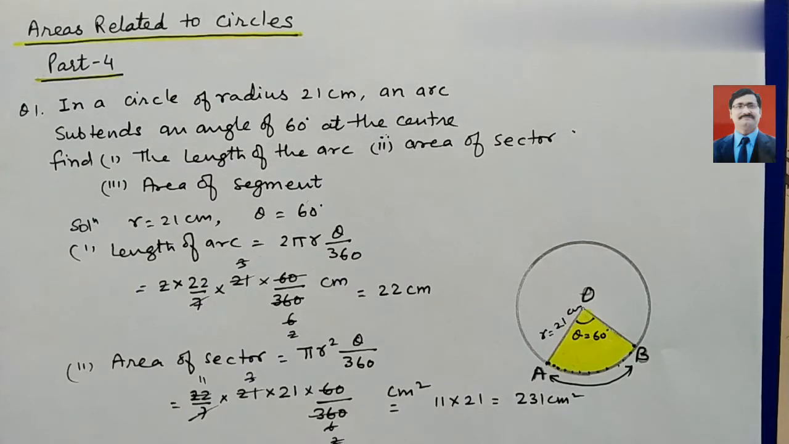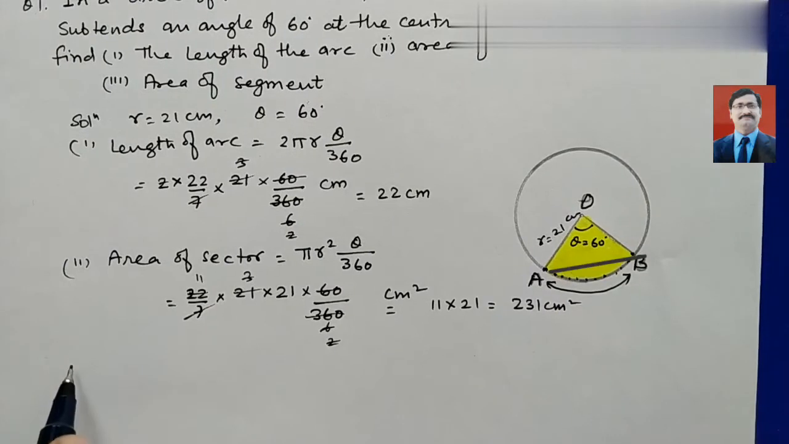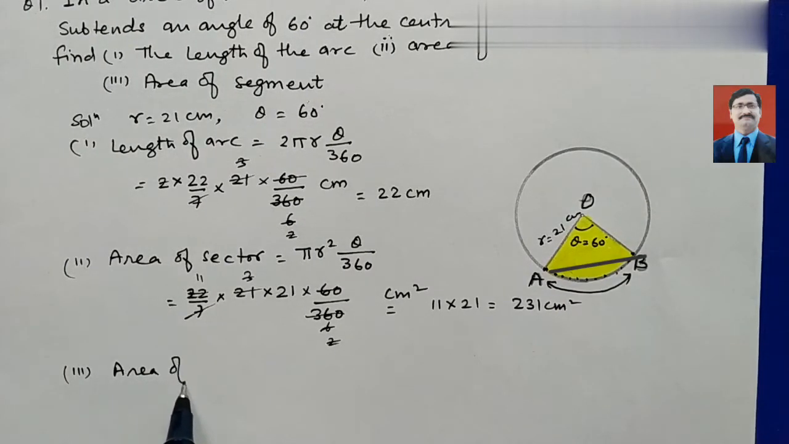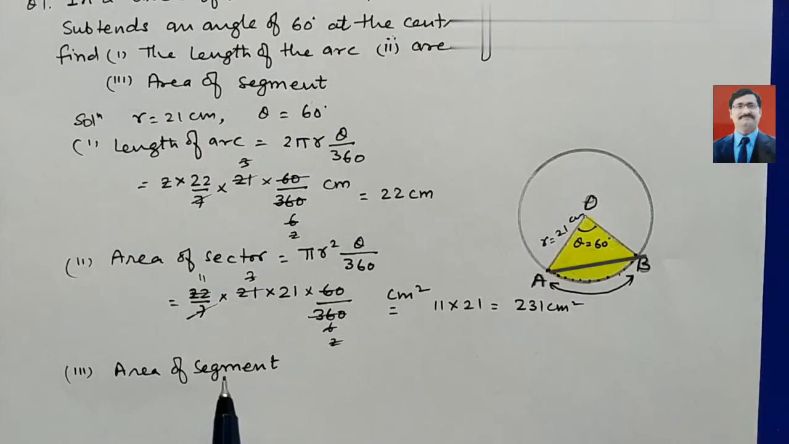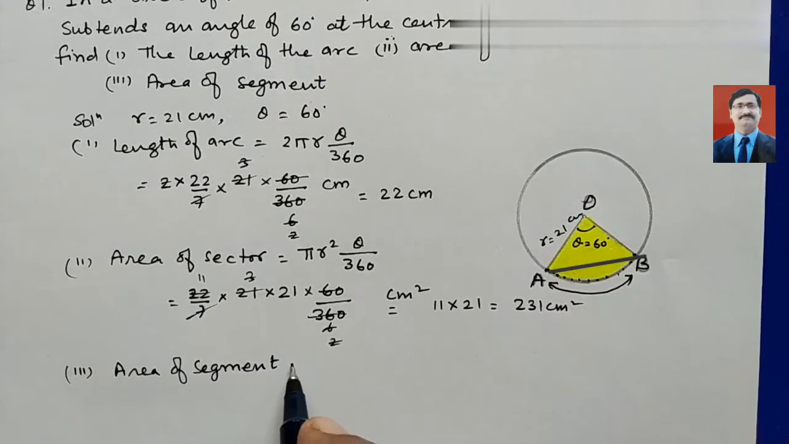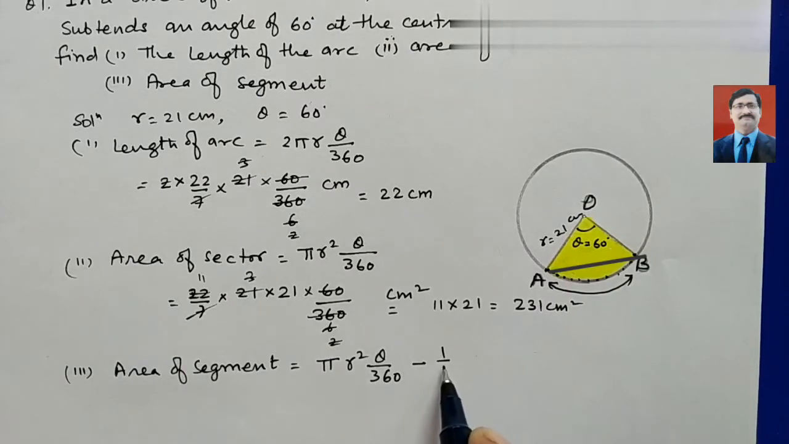Now next what we have to find? Area of segment. So area of segment we write the formula. All of you learned the formula for area of segment? Yes, all of you learned. Very good. So the formula for area of segment is pi r square theta upon 360 minus 1 upon 2 r square sin theta.